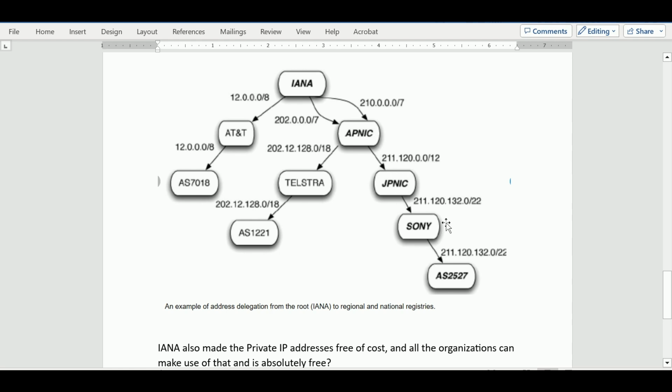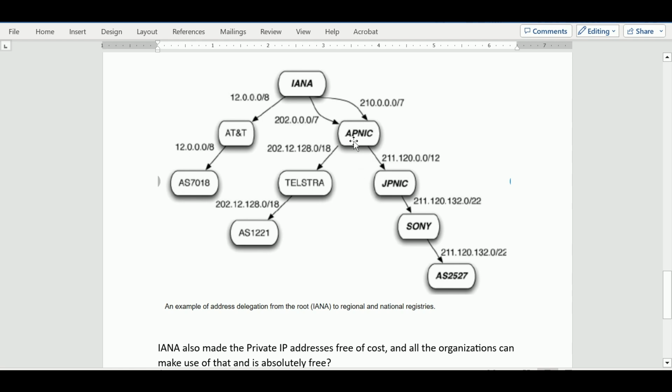And in Japan, there is a company called Sony, and now this Sony is getting 211.120.132.0/22. So now this Sony company should pay some amount to JPNIC, and from there they are getting the autonomous system numbers also. These things we will talk about while discussing BGP. All the internet will work on autonomous system numbers only.